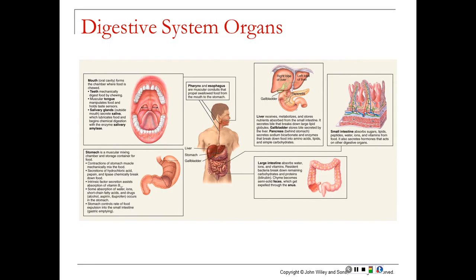They secrete saliva, of course. The purpose of saliva is to lubricate the food, and it also begins the process of chemical digestion using a special enzyme called salivary amylase, which breaks down carbohydrate molecules. From there, the food will pass into the pharynx and the esophagus, which are basically muscular tubes which will propel that food from the mouth into the stomach.